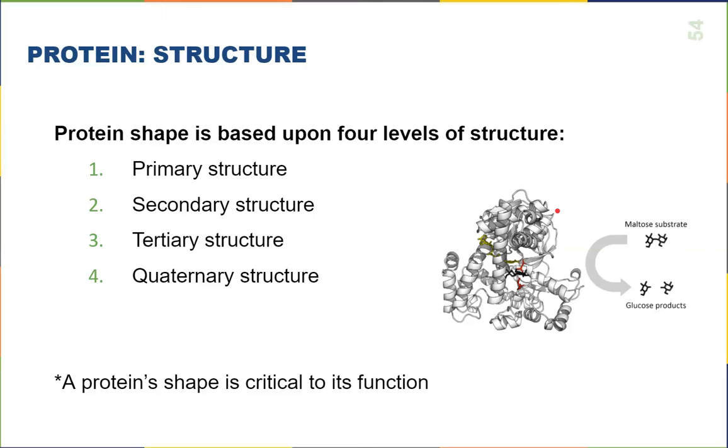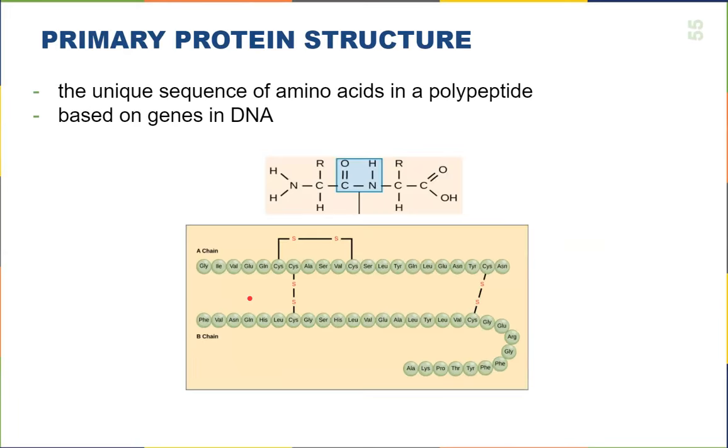All right, so protein shape is based on 4 levels of structure: primary, secondary, tertiary, and quaternary. We're going to look at each of these. A protein's shape is very critical to its function. So for each of these structures, if something happens and that structure is not what it should be, then the protein's function is not going to be what it should be. It's not going to occur correctly. It's not going to happen.